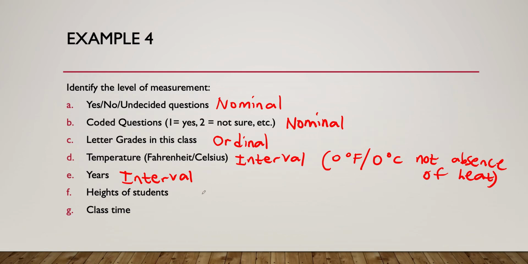Heights of students, this is ratio. Someone can be twice as high as someone else. And class time is also ratio. You could be in class for twice as long as someone else. And a height of 0 and a class time of 0 both make sense. As an absence of height, as in no height at all. And a class time of 0 means you don't have class. Or you skipped class. Or you didn't have class for some unknown reason.